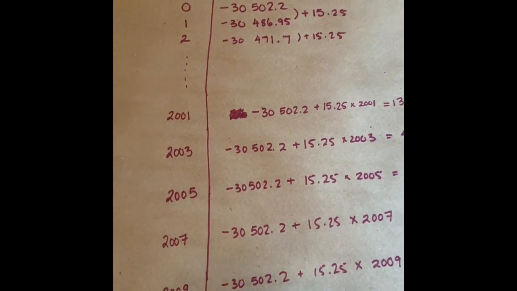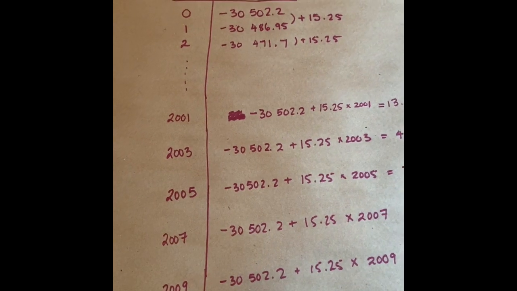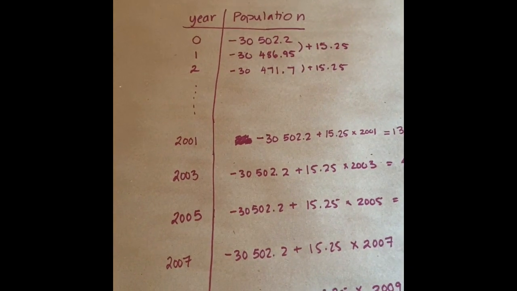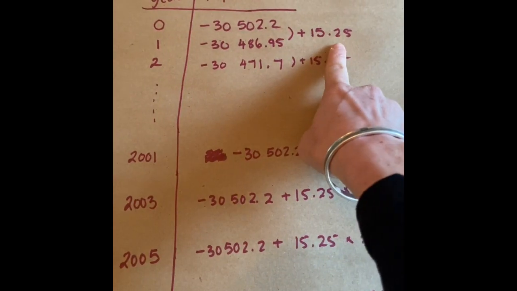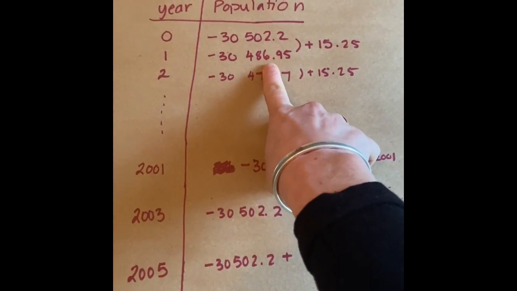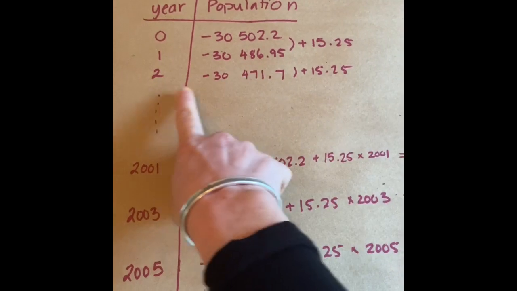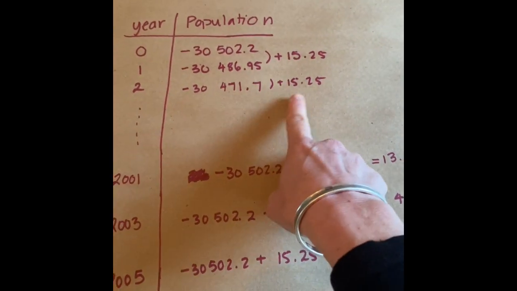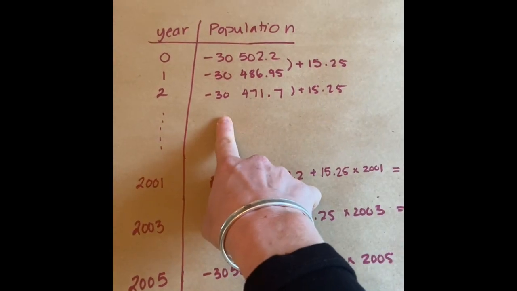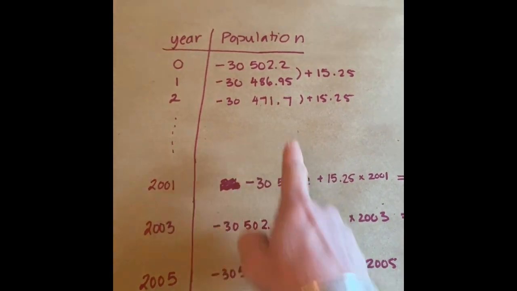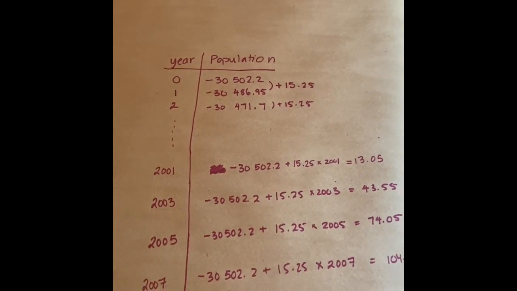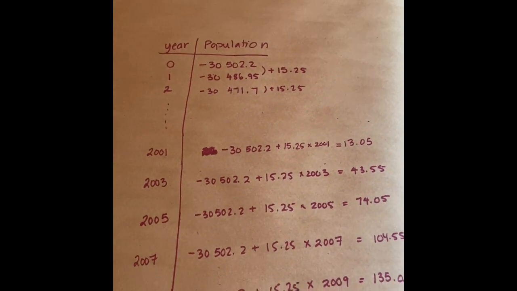To find year 1, all we do is negative 30,502.2 plus 15.25, the rate of change. And we get how many people there were in year 1. And then for year 2, we keep going. We add another 15.25 people and we get negative 30,471.7.